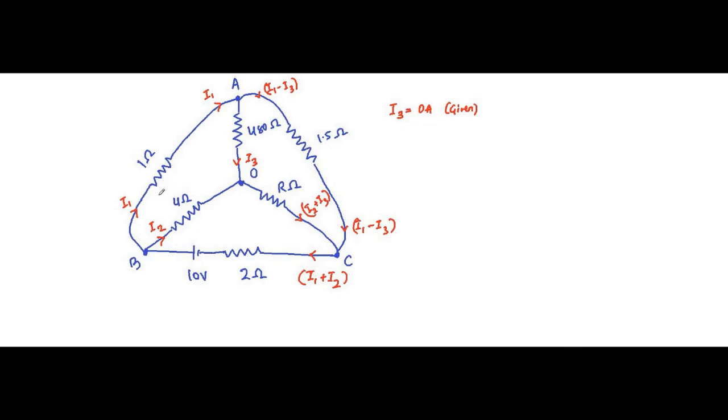Current always flows from positive to negative. So here this is plus, this is minus. Here current is flowing downwards, so it is plus, minus. Here current is flowing in this direction, so this one is plus, this one is minus. Current is flowing in this direction, plus, minus. Current is flowing in this direction, plus, minus. Okay, polarities have been assigned.